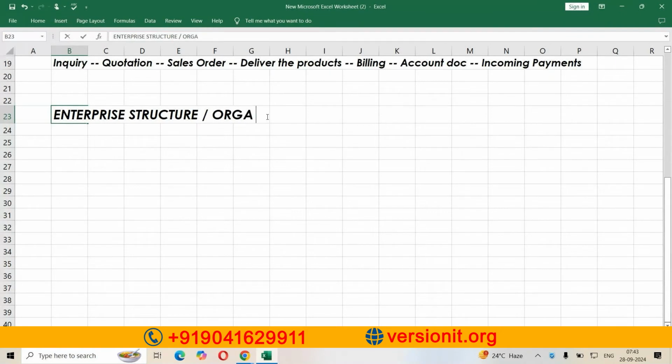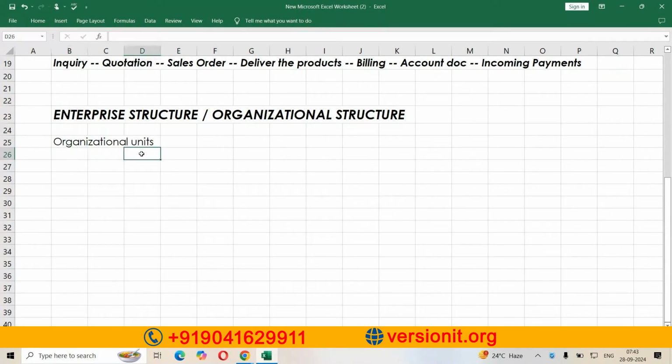We are going to be calling it as organizational structure, and this organization structure is going to be made up of different organizational units. So we need to understand the functionality of these organizational units, how it works, so that we can create our sales structure and work on the SAP application. So today we try to understand the definitions of different terminologies used in this enterprise structure.